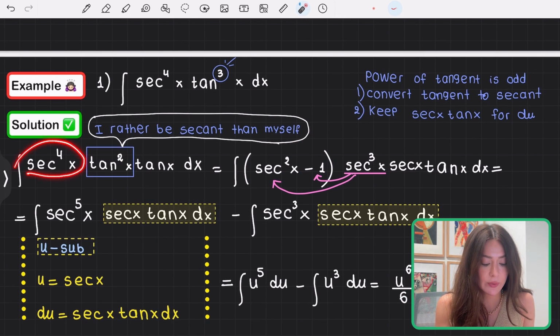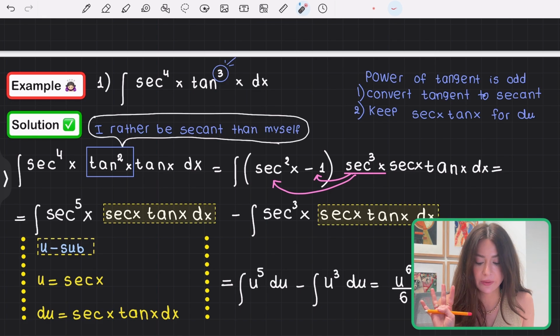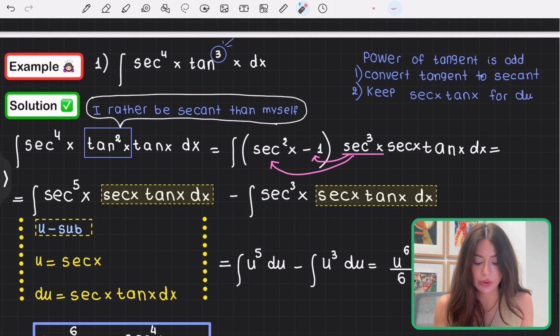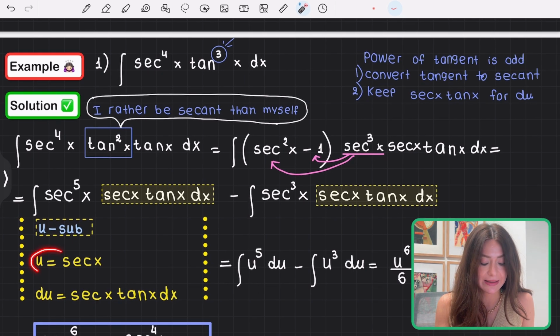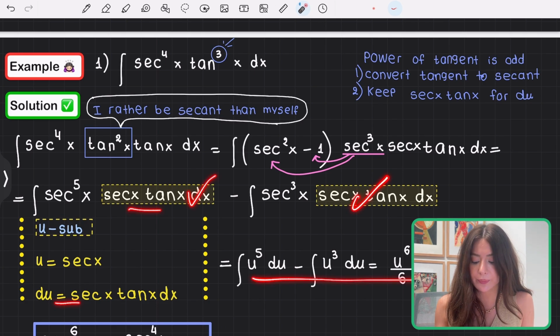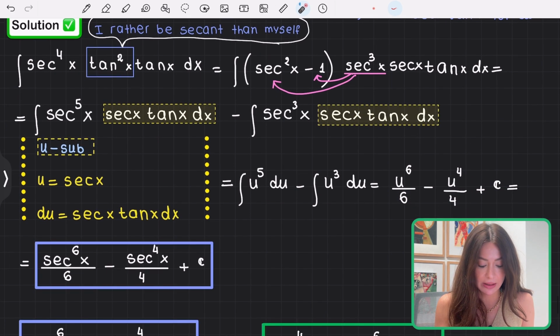And then this one was raised to the fourth power, and I borrowed 1 secant from that because I needed it for du. And then that was left with raised to the cube, and I multiplied it through and I separated the integral, took separate integrals. In this case, u was secant x and du was this. Again, power rule, but the answer here was not tangents but secants.